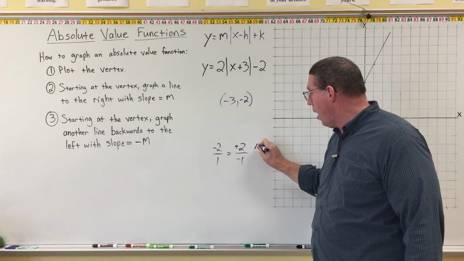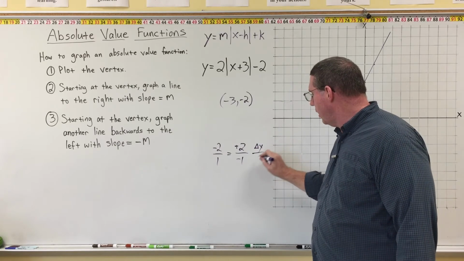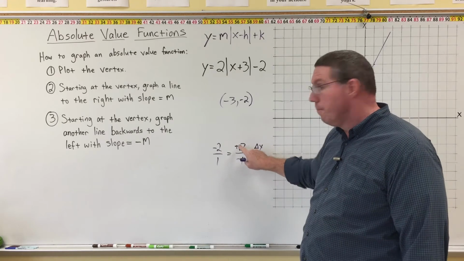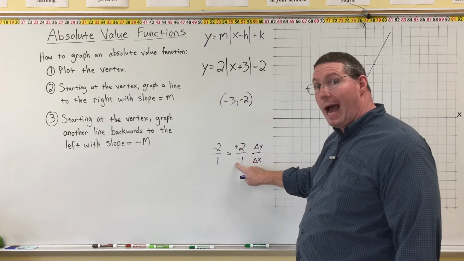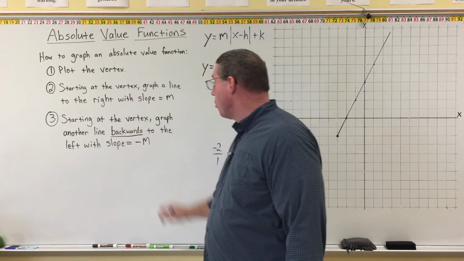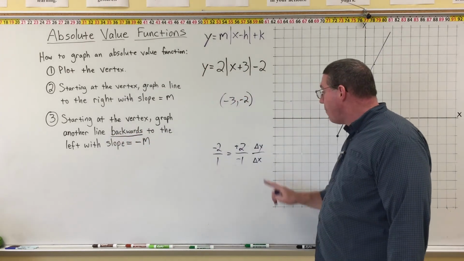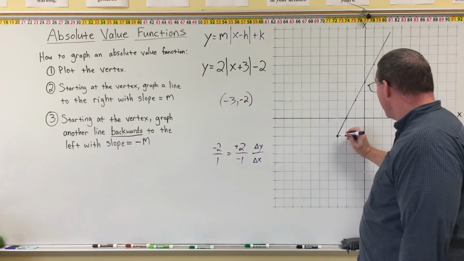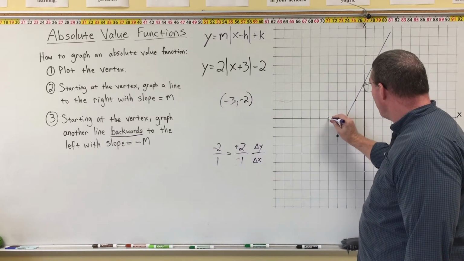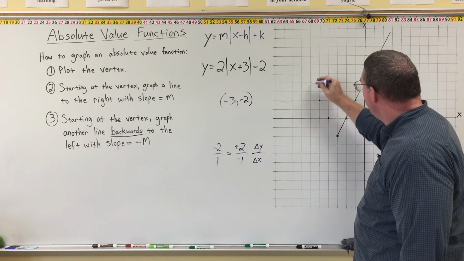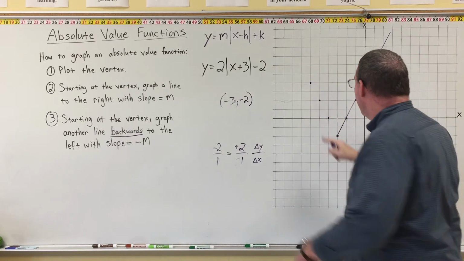This is our change in y. This is our change in x, right? So our change in y has to be up 2, and our change in x has to be backwards 1, because we are drawing the line backwards. And because we're drawing it backwards, that means that the x portion has to be the negative portion. So we're going to go up 2, backwards 1. Up 2, backwards 1. Okay? And there we go.